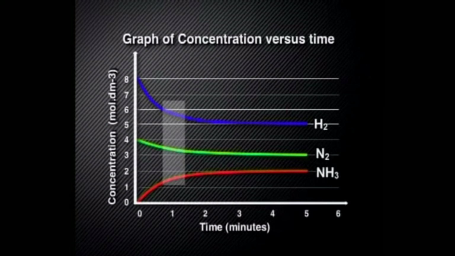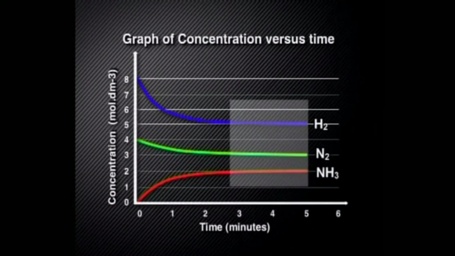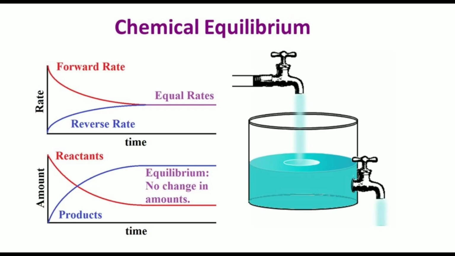All of the lines become less steep and eventually they become parallel. Here, the concentrations are constant. This is a position of chemical equilibrium. So in summary, we can use graphs of rate versus time and concentration versus time to represent chemical equilibrium. Just like the situation where we are emptying a container as we are filling it, chemical equilibrium happens when the rates are equal and the concentrations are constant.